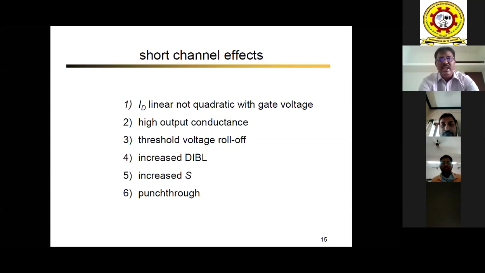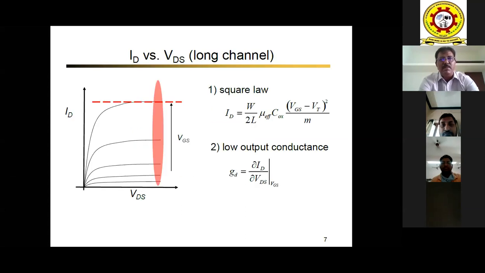Then increased SS, subthreshold slope. If the subthreshold slope is increasing, then your design doesn't turn off automatically from an on state, and it consumes a lot of leakage current. Then the other one is punch through, okay? And we will see each one quickly in detail.